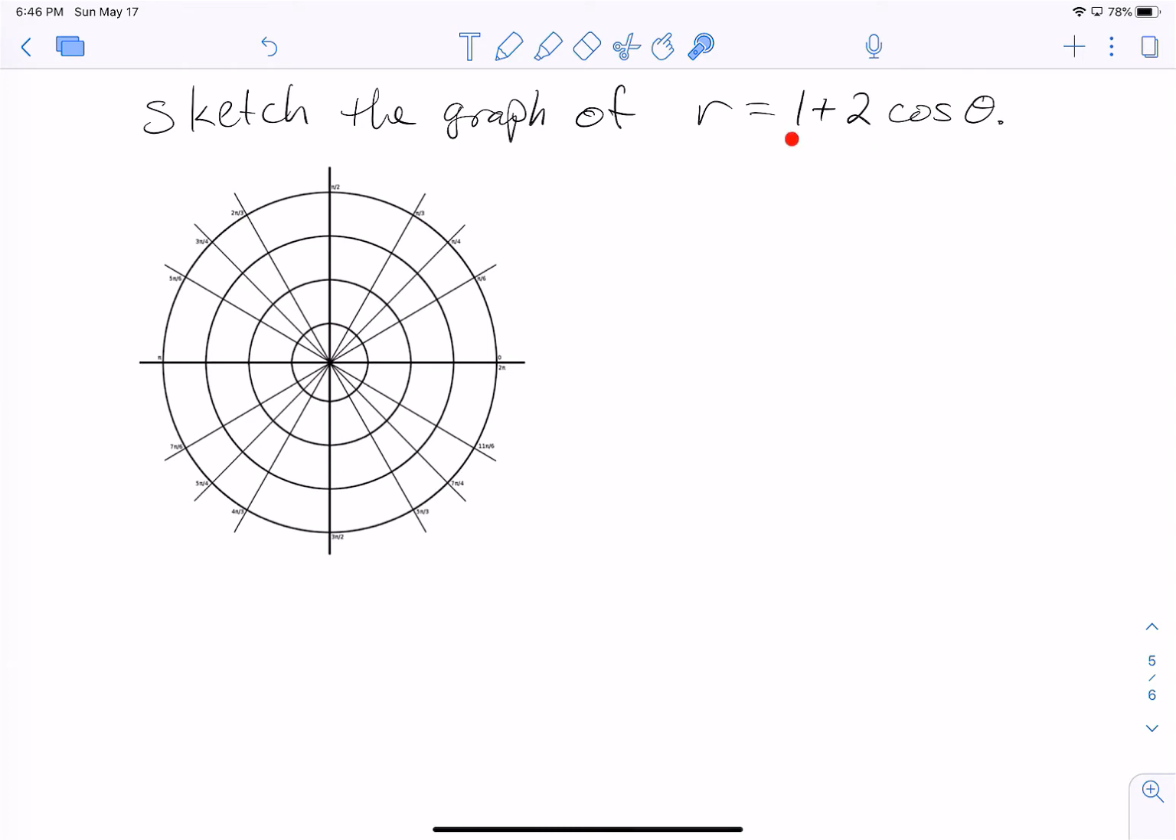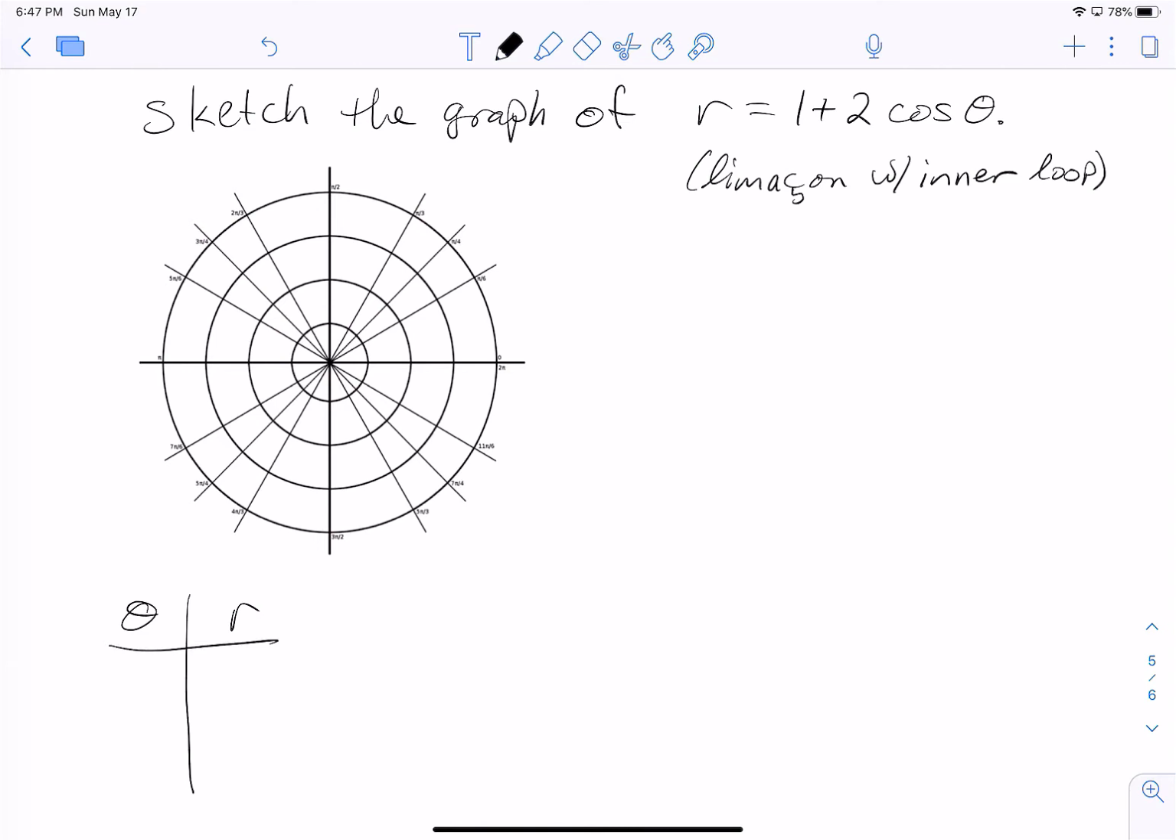And when we see 1 plus 2 cosine of theta, we can see that a is 1, b is 2, a is less than b. Therefore, we're going to have a limacon with an inner loop. Having recognized that, we can set up a theta r table.